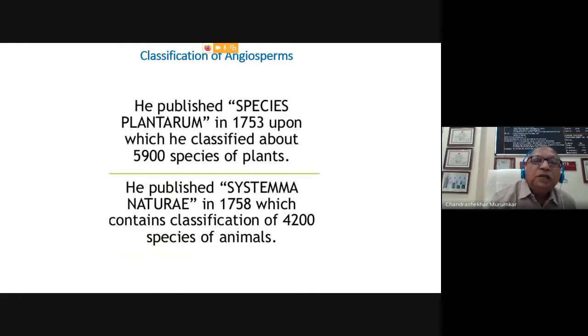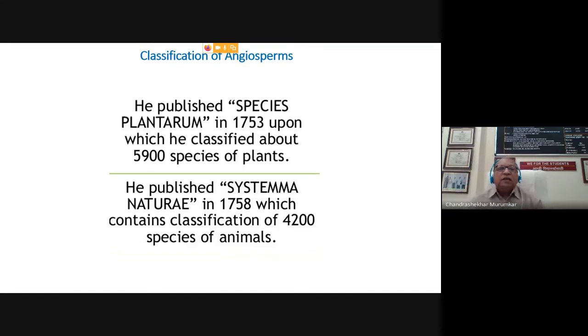Now he published the Species Plantarum in 1753. At that time he classified more than around 6,000 species which were present around him. See the task. A single man, without any manpower, without any instrumentation, by mere observations, recorded and described almost 6,000 species which were present around him. And that's why he's called the father of modern taxonomy.